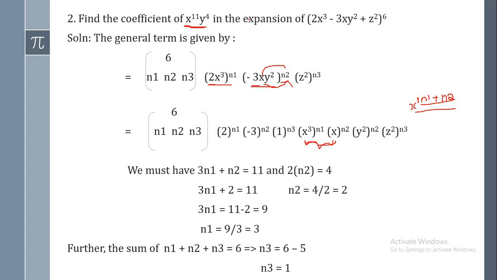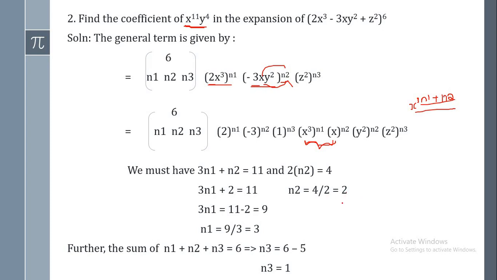And for y, here they have given y power 4. So here the y term is y power 2 n2. If we leave the base, we will get the power as 2 n2, and that should be equal to 4. Now in this term we cannot calculate the value of n1 because there are two unknowns, that is n1 and n2. So first let us find out the value of n2. Here only one unknown is there, and easily we can find out the value of n2, that is 2.